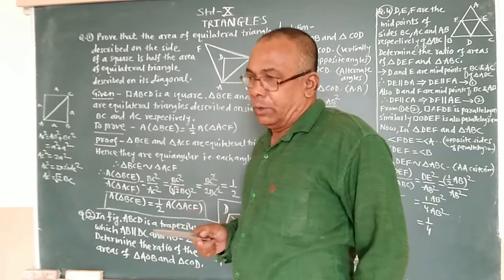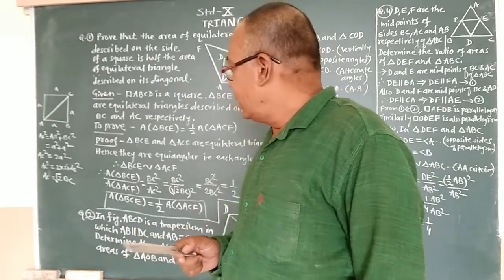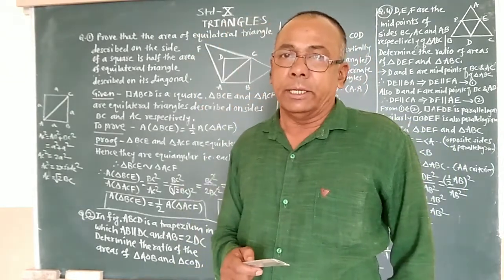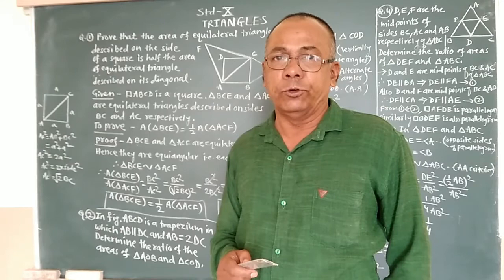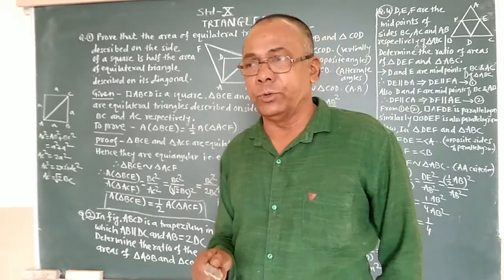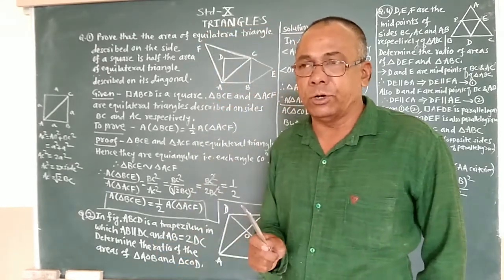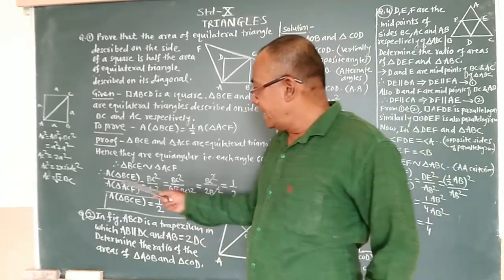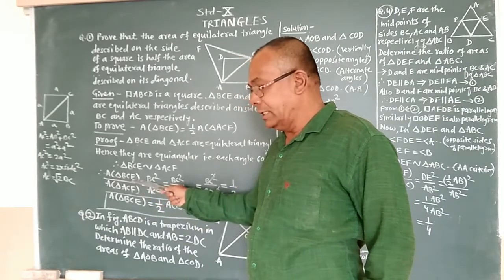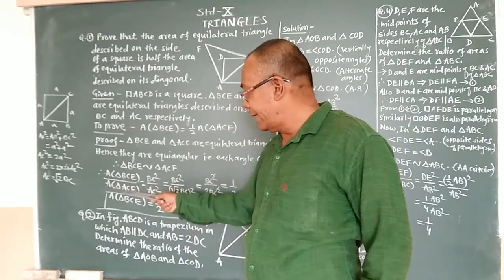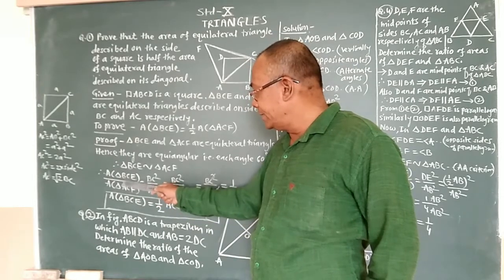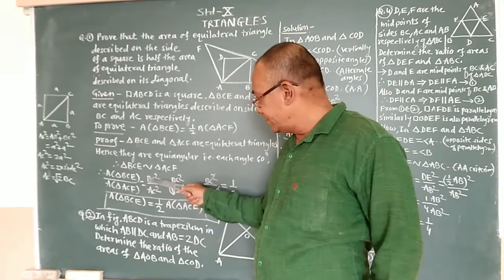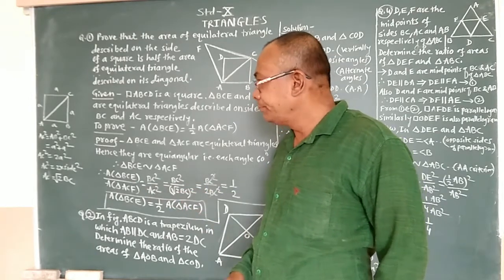And now we have learned one property of two similar triangles, that the ratio of the areas of two similar triangles is equal to the ratio of the squares of their corresponding sides. Means area of triangle BCE divided by area of triangle ACF is equal to BC square upon AC square.